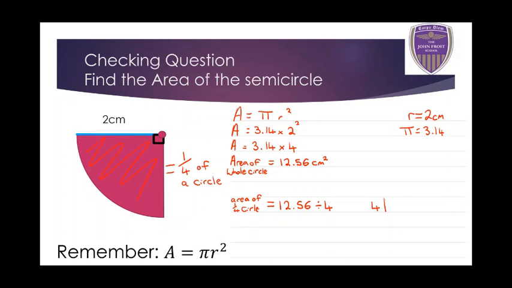So we use the bus stop method here. 12.56. How many 4s go into 1? None. How many 4s go into 12? There's 3. How many 4s are in 5? Well, there's 1, and there's going to be a remainder 1. How many 4s in 16? Well, there's 4. So that means that 12.56 divided by 4 is 3.14. And that means that the area of this quarter circle is 3.14 centimeters squared.